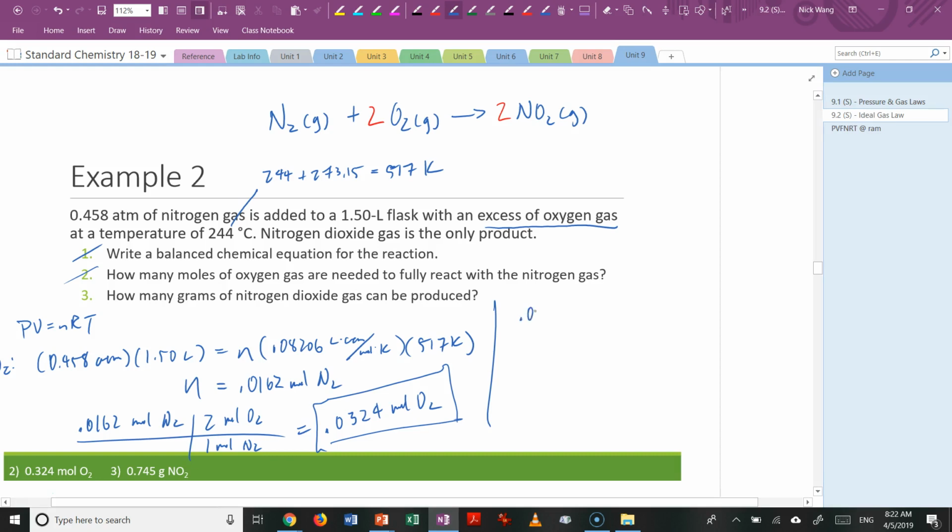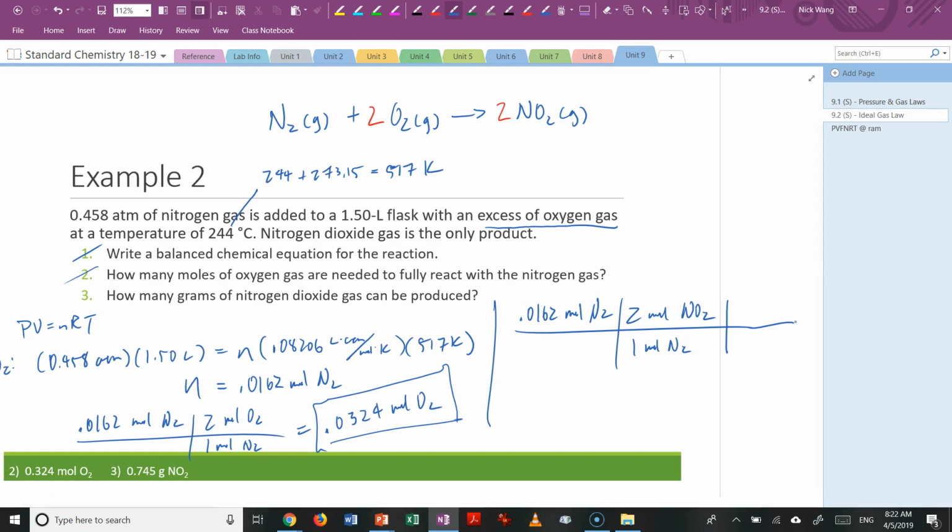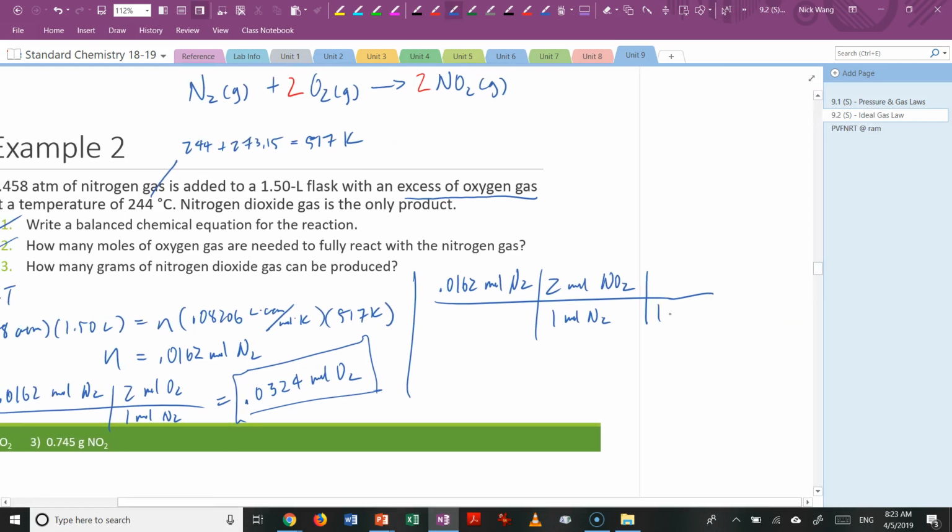So that 0.0162 moles of N2 that's provided at the very beginning. For every 1 mole of N2 gas, it's going to produce 2 moles of NO2 gas. Because we're not asked for the mole amount of NO2 that can be produced, we're asking for the gram amount, we have to take the molar mass of NO2 and figure out how many grams that produces. So for every 1 mole of NO2, that's 46.01 grams of NO2.